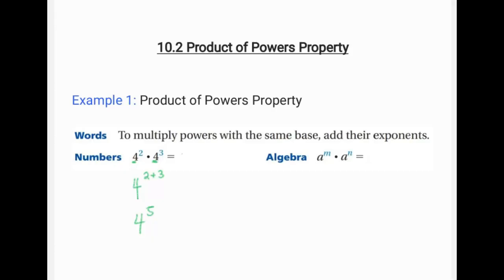If you have to simplify or evaluate this, then you can work it out just like the exponents. We would write the base 4 out 5 times. So we would write 4 times 4 times 4 times 4 times 4, and then we will calculate it out.